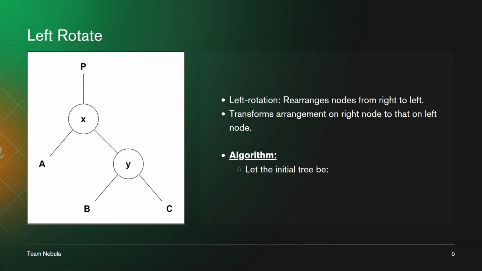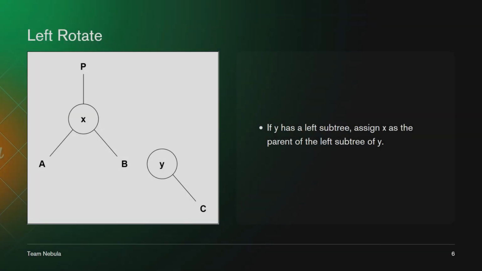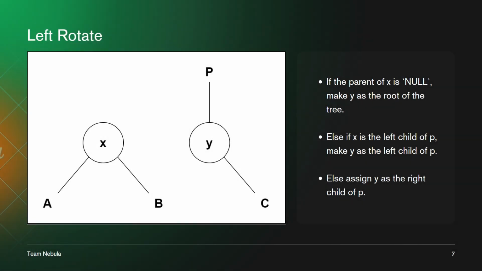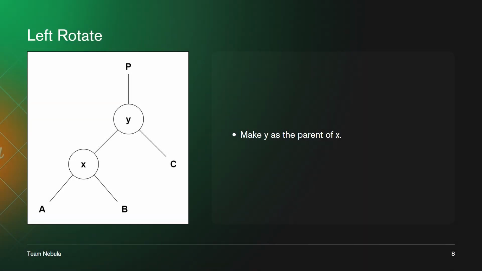Left rotate. In left rotation, the arrangement of the nodes on the right is transformed into the arrangement on the left node. Algorithm. Let the initial tree be like this. If Y has a left subtree, assign X as the parent of the left subtree of Y. If the parent of X is null, make Y as the root of the tree. Else, if X is the left child of P, make Y as the left child of P. Else, assign Y as the right child of P. Now, make Y as the parent of X.